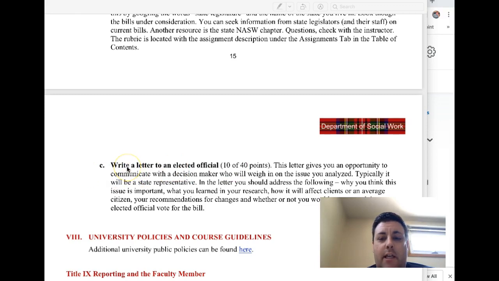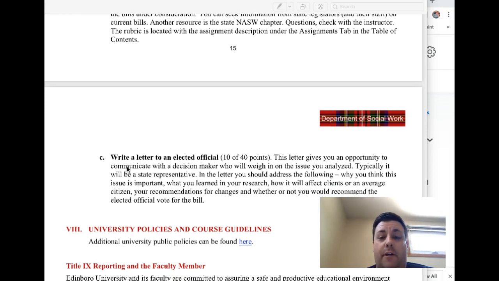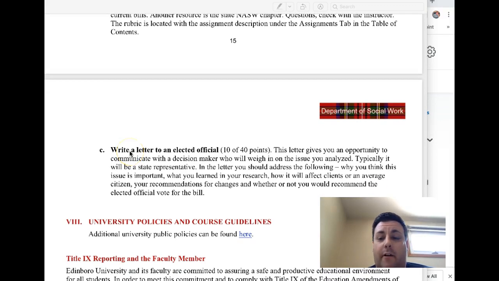of assignments, is a letter to an elected official expressing support, modification, or opposition to a particular policy. So I'll go back and talk about 5A and 5B here in a second, but about 5C, this comes very much towards the end of the semester, and this is just a short letter to an elected official.